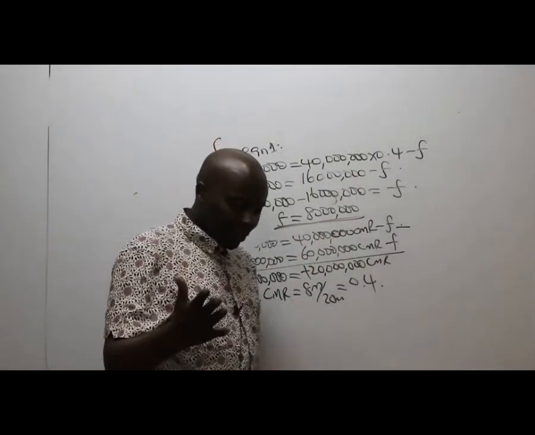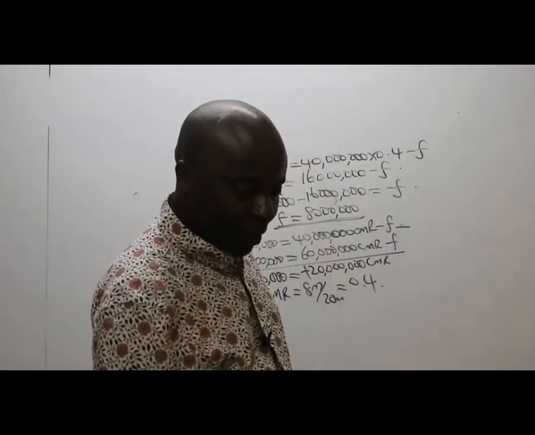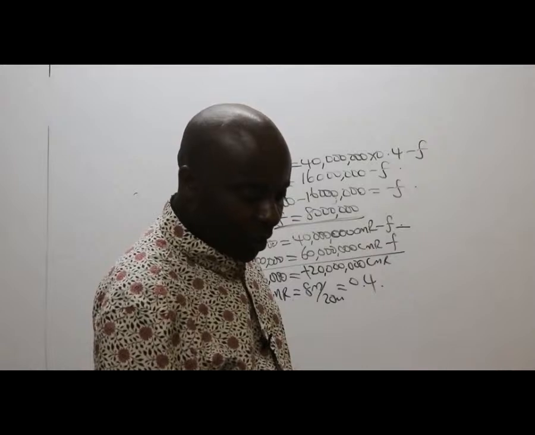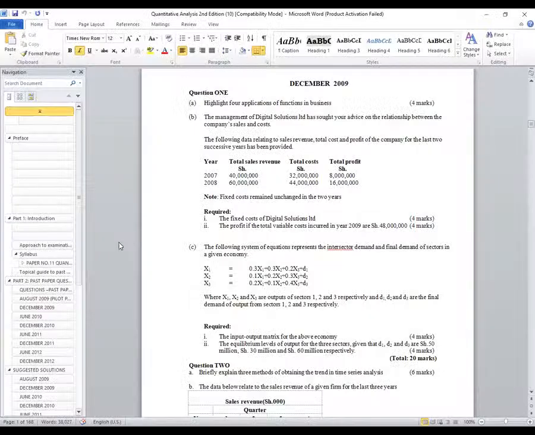Now, please read again the question. If you read this question, part 1, they wanted us to give them the fixed cost of Digital Solutions Limited, right? So the 4 marks are already at home. Fixed cost is how much here? Is 8 million. The fixed cost is 8 million.